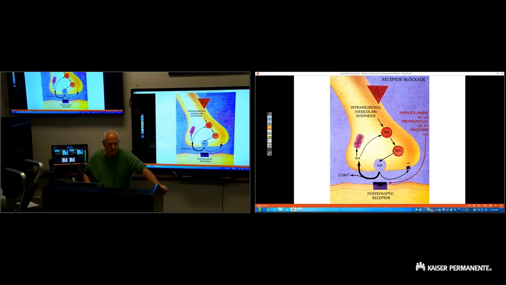So nothing can stimulate it. You give alpha blockers, beta blockers all your career. Surprisingly, that's sympatholytic. They block the receptor, and that's pretty straightforward stuff.